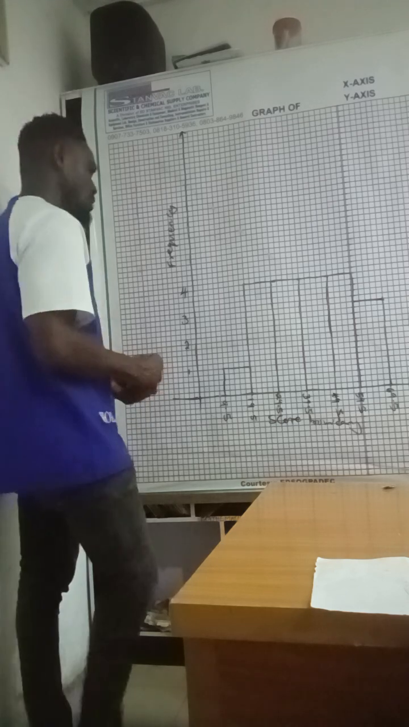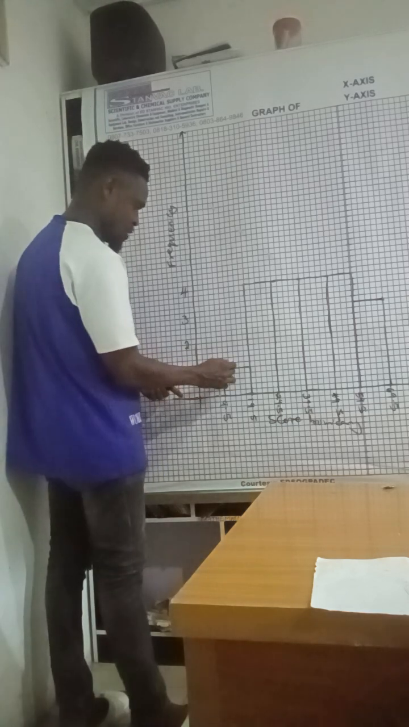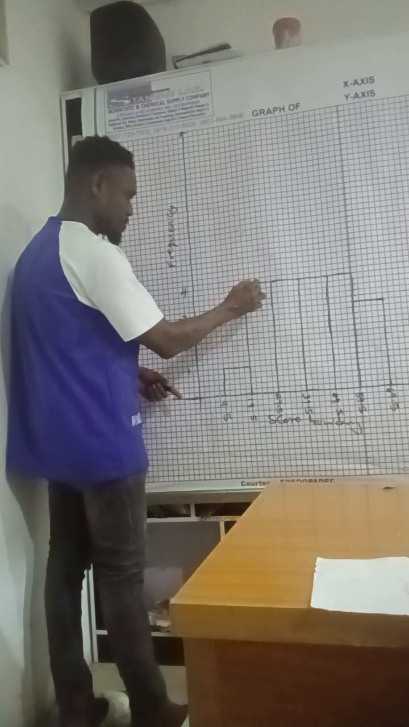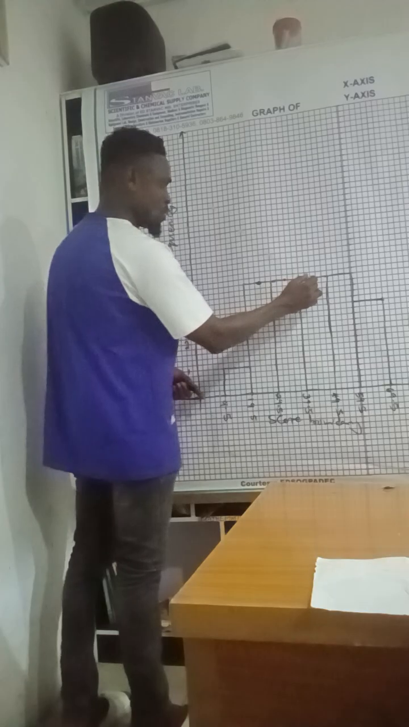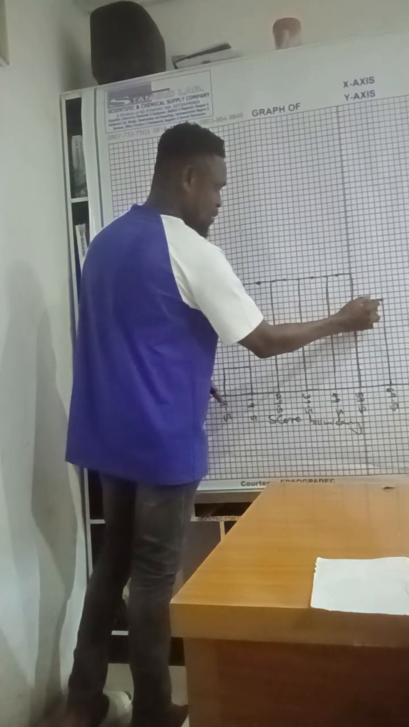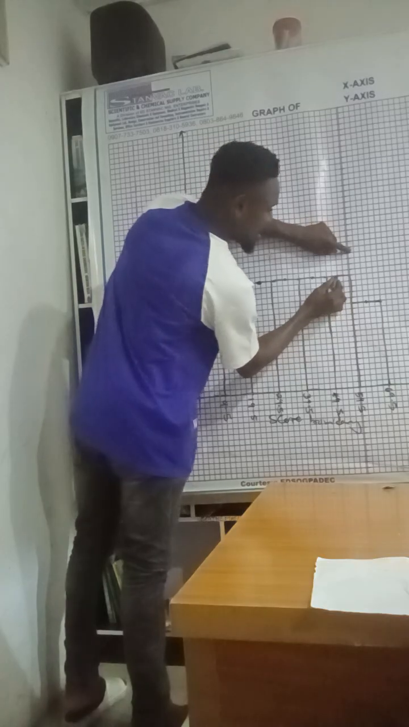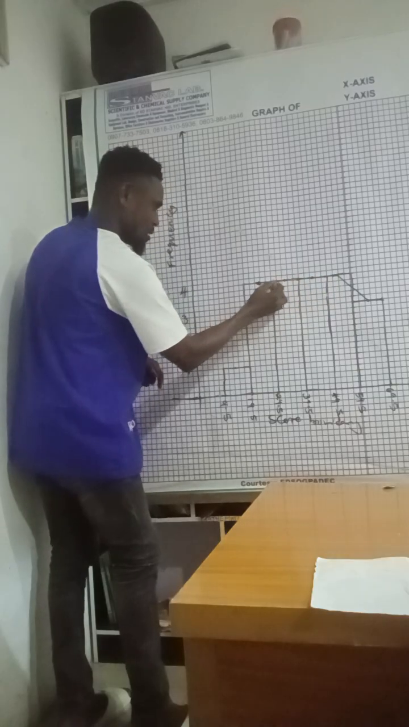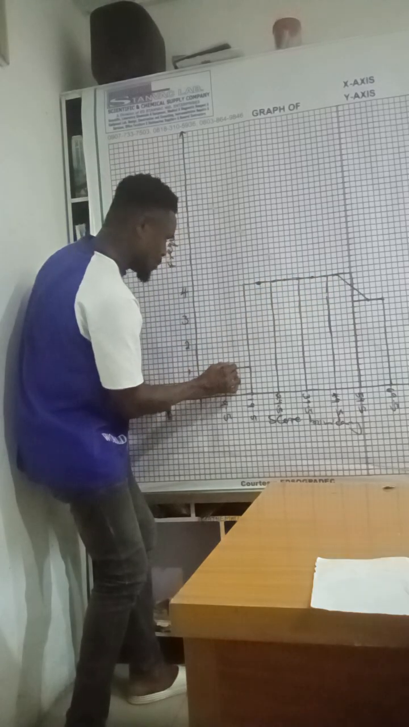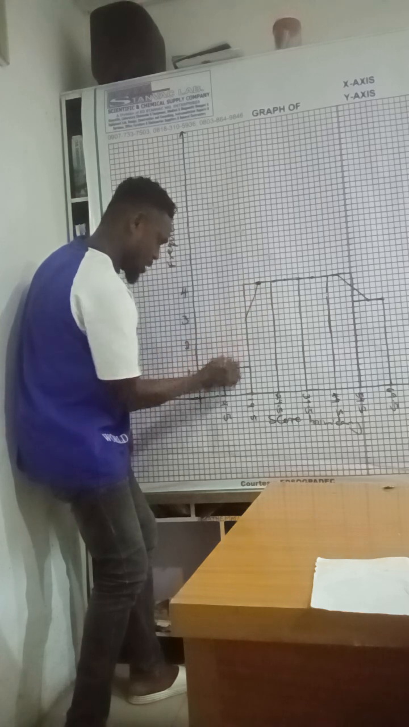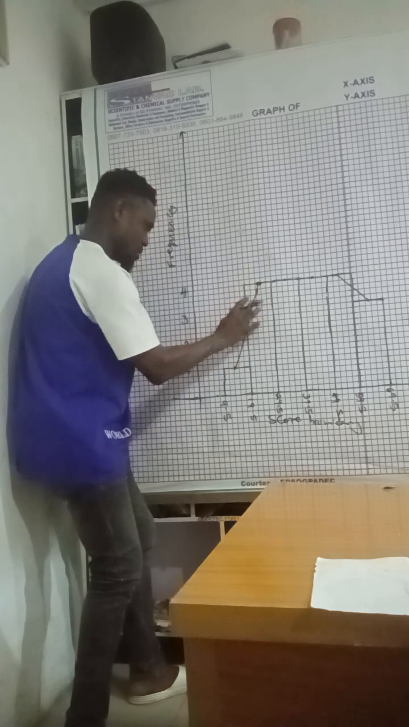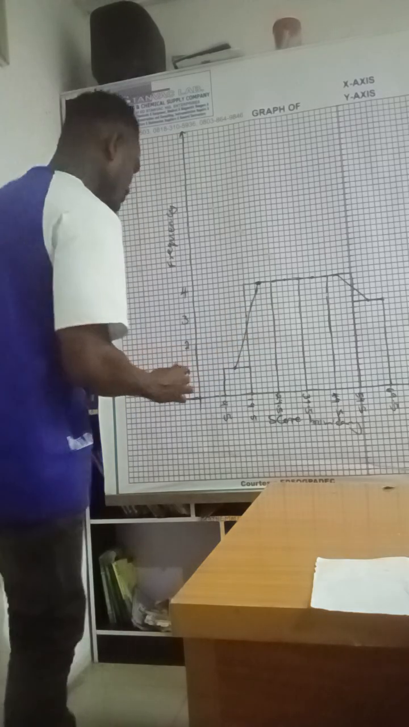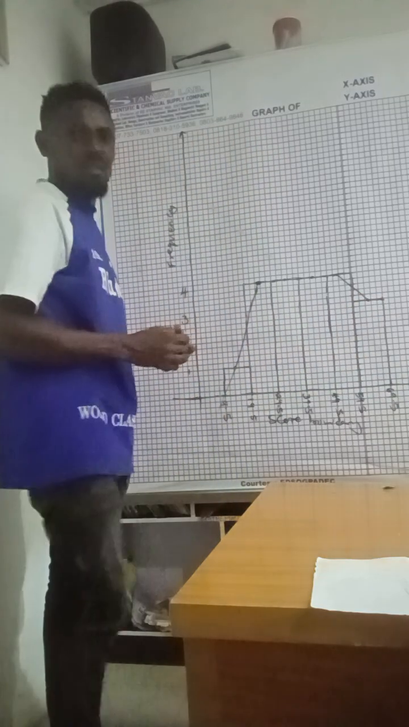So with this, you join all the midpoints. All this one is a straight line. You join all the midpoints with a ruler. So for this particular question, this is how the frequency polygon will go. If you like to straighten it, that is how we go for this.